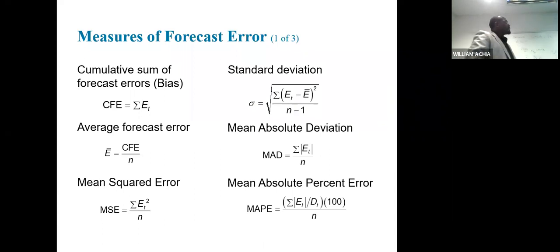Okay, so I think the best way to go about this is to actually look at how these measures of forecast error would be used. So we have a cumulative sum of forecast errors. We have mean square errors, your standard deviation, average forecast errors. So let's look at an example that should illustrate this better.